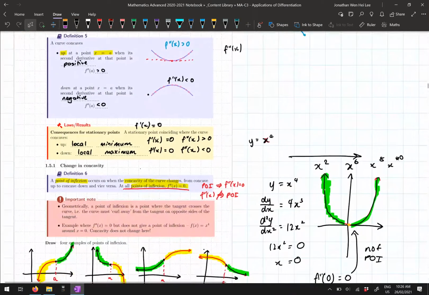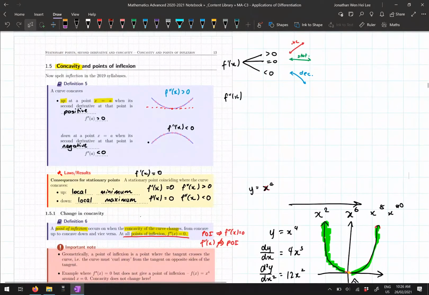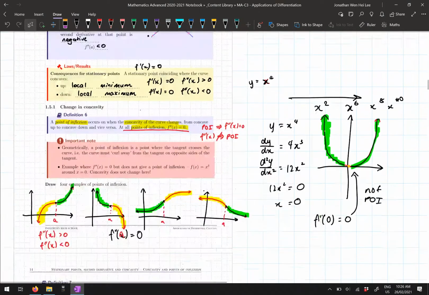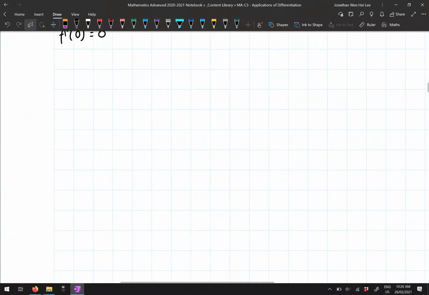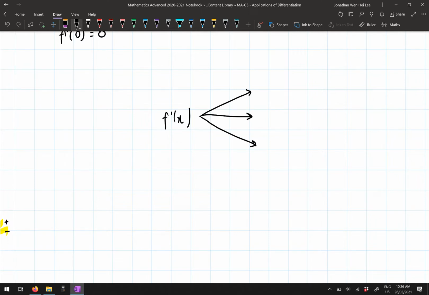Now, last lesson, the last couple of lessons, we've been talking about a few different things that the derivative tells us. So let's just quickly do a recap of that again. When we find our first derivative, f dash of x, like we normally do when we differentiate, we have three conditions on it. What's the first condition that we can have on our first derivative?